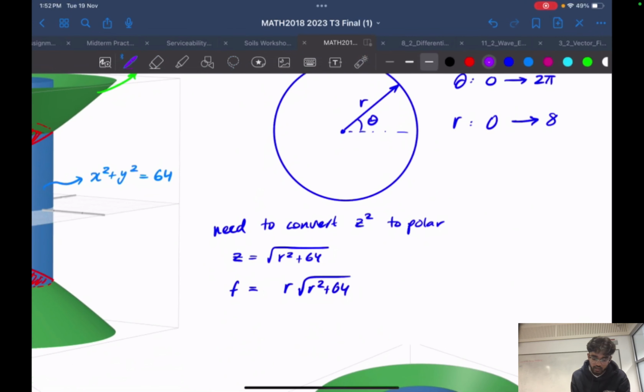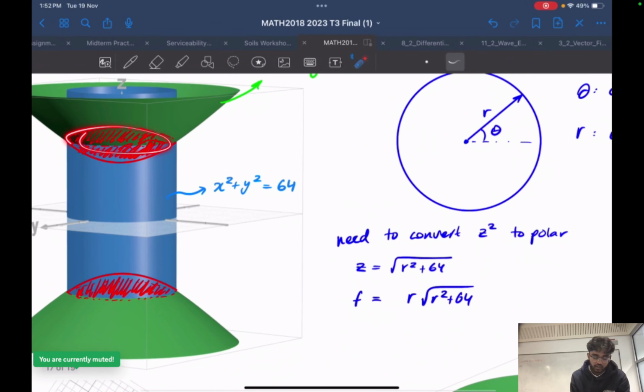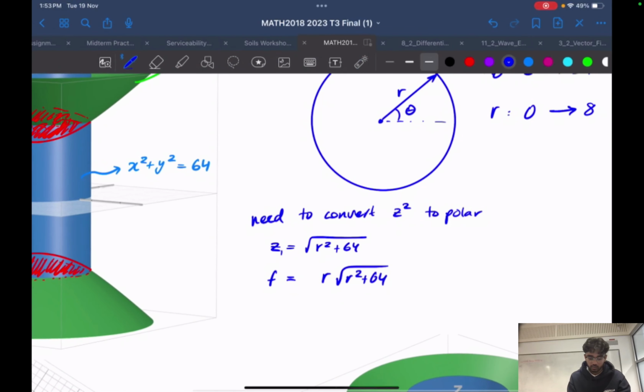But as I said earlier, we can find it once and then multiply by 2. This one over here, z, is positive because it's above the xy-plane, in the positive z-axis, right? However, this one is in the negative z-axis. So if you want to do them separately, you can find z. Let's say z1 is equal to this, and z2 is equal to minus the square root of r squared plus 64, right? But because I've said earlier that the volumes are the same, you can just get rid of that and do 2 times the square root of r squared plus 64.